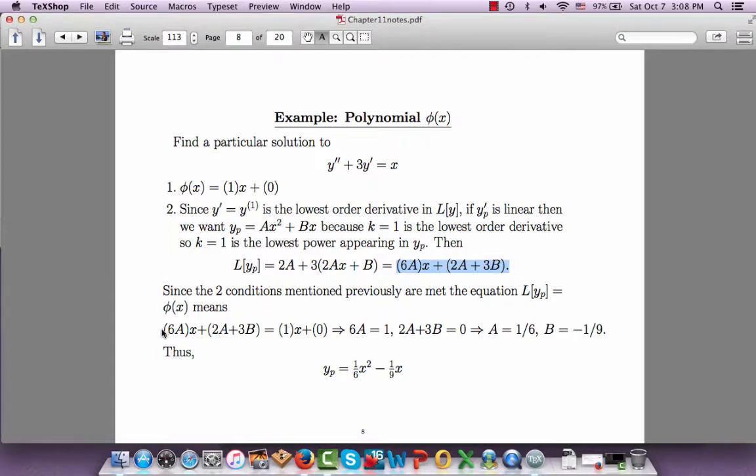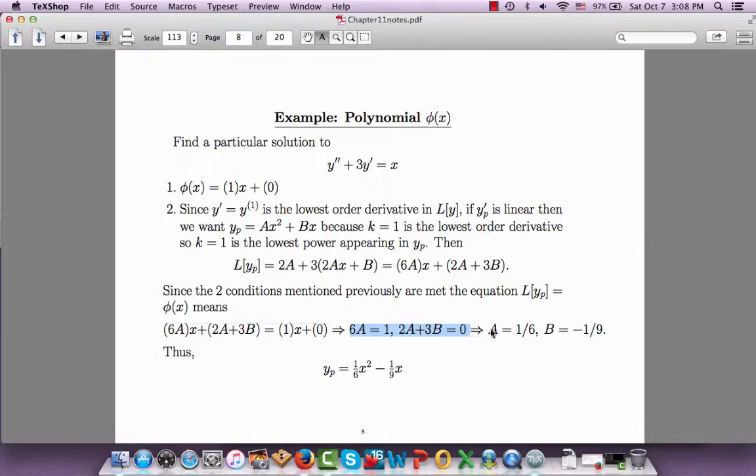So writing those equal to each other, we just have to match up the coefficients. 6a is the x coefficient, that has to equal 1, and 2a plus 3b has to be equal to 0. So we get a system of equations involving our two undetermined coefficients. And if you do it right, what will always happen is you'll have the same number of equations as you have undetermined coefficients. So you'll always find a unique solution.